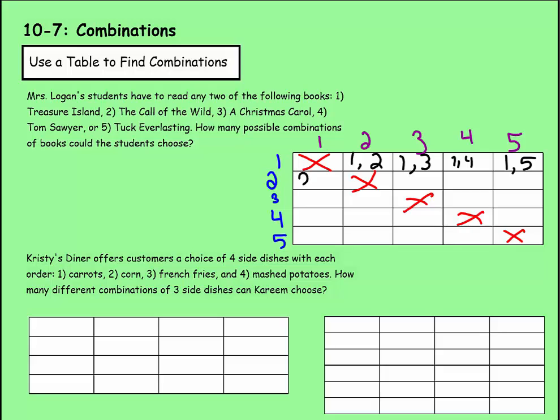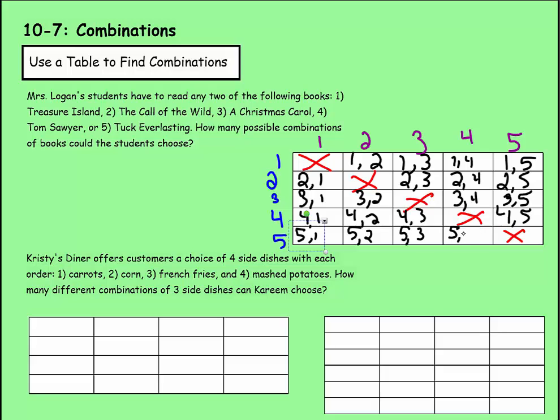Now we have book 2 and book 1, book 2 and book 3, book 2 and book 4, book 2 and book 5. Now we have 3 and 1, 3 and 2, 3 and 4, and 3 and 5. We have 4 and 1, 4 and 2, 4 and 3, and 4 and 5. Then we have 5 and 1, 5 and 2, 5 and 3, and 5 and 4.